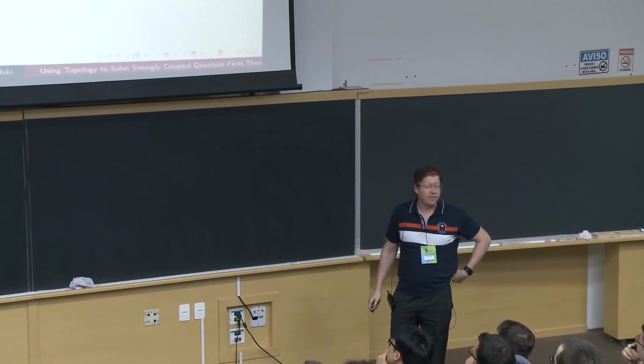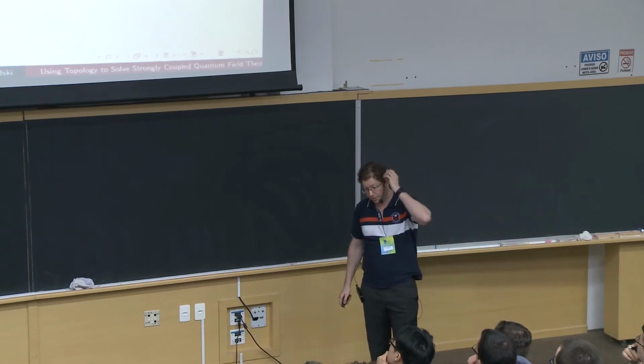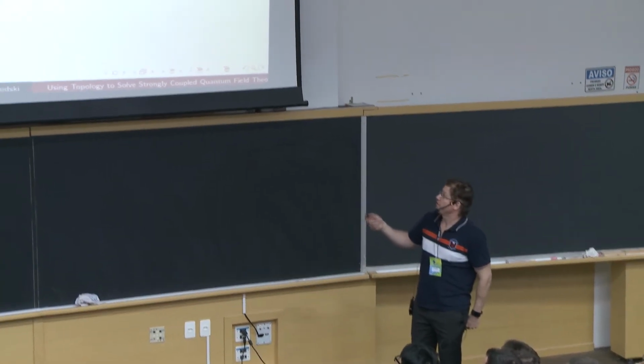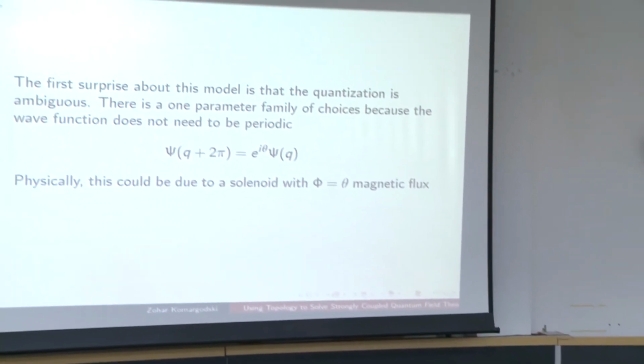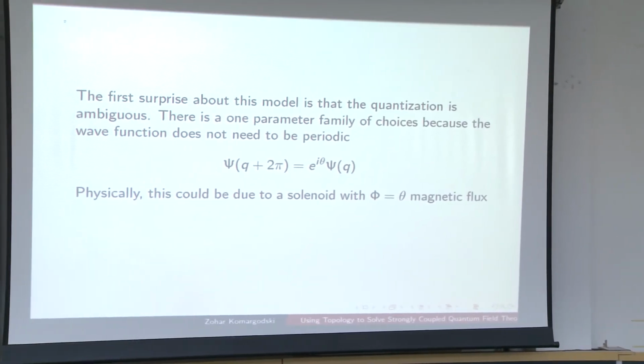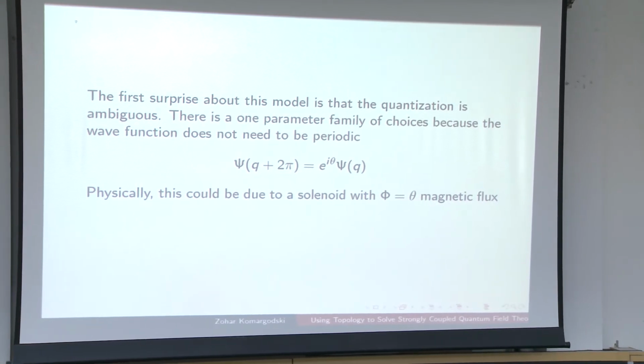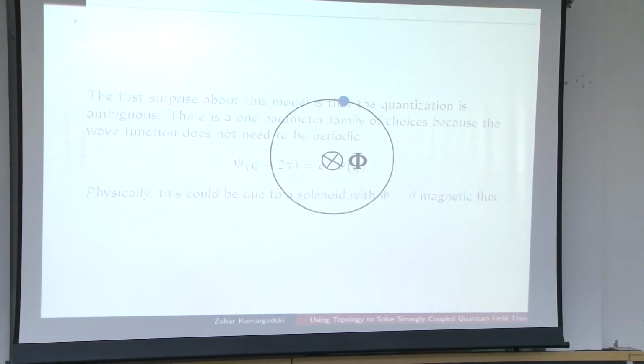Unlike the potential, the wave function is not observable, and so it doesn't have to be periodic, and we can give it an arbitrary phase. The physical interpretation of this phase could be that you stick a tiny solenoid through the ring, so the ring doesn't see the solenoid, so it's like an Aharonov-Bohm phase.